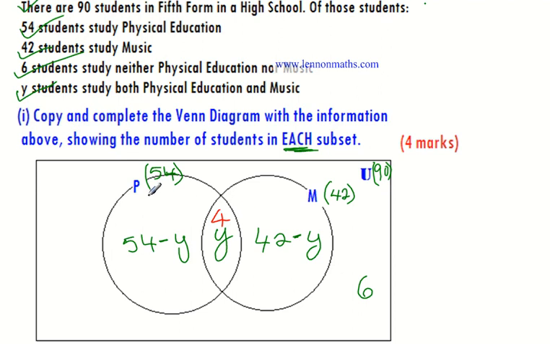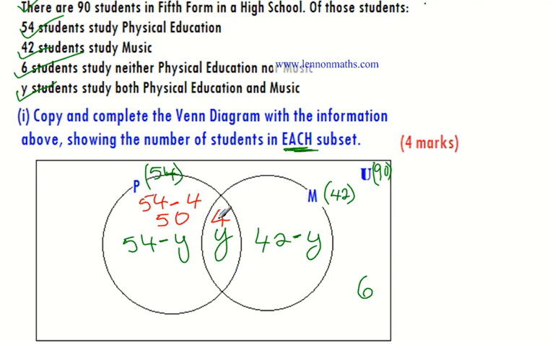Now think of it. We have the physical education, which consists of 54 students in total. Some of them do music, and that amount is 4. We have some of them who are not doing music. In total, we have 54. If 4 of the 54 students are doing music, how many are not doing music? It must be the 54 minus the 4 that are doing music. That'll give us the amount of students who are not doing music.